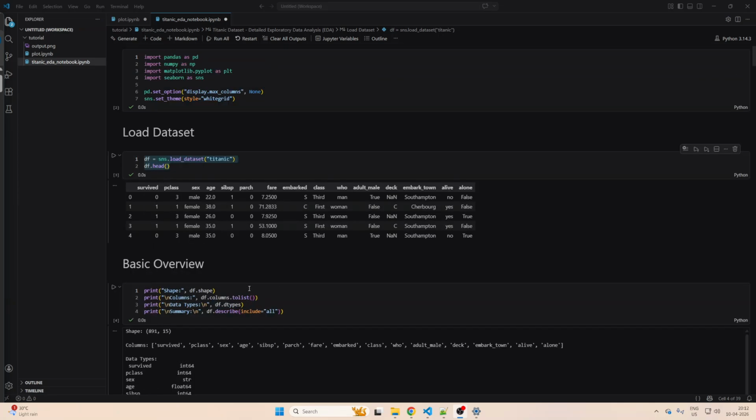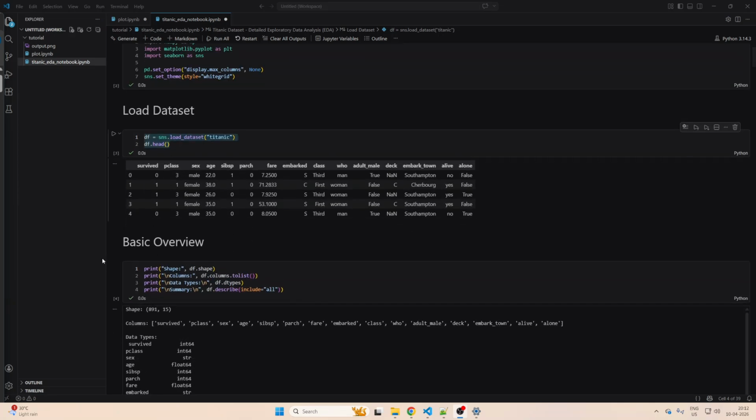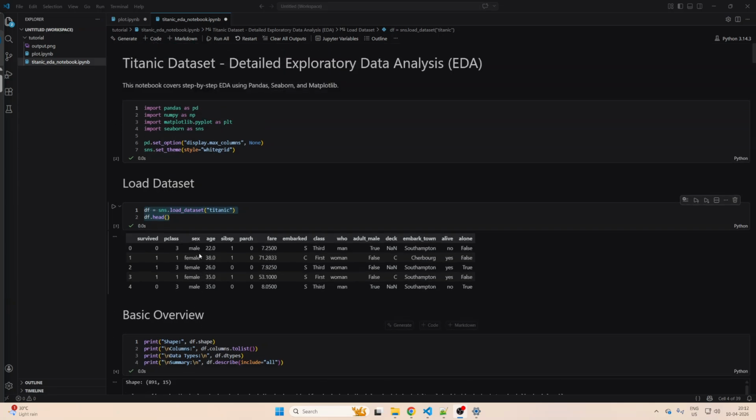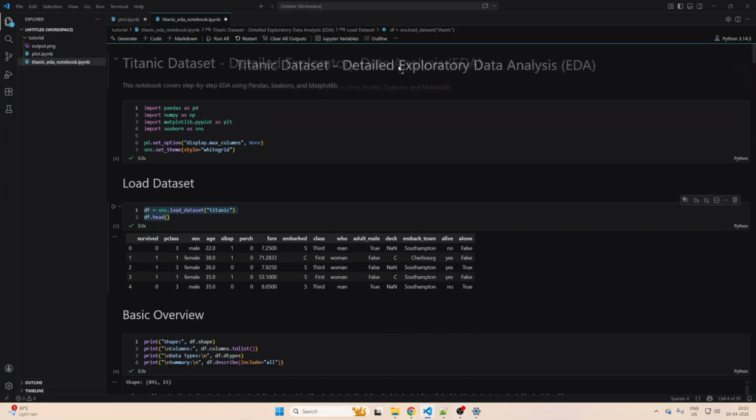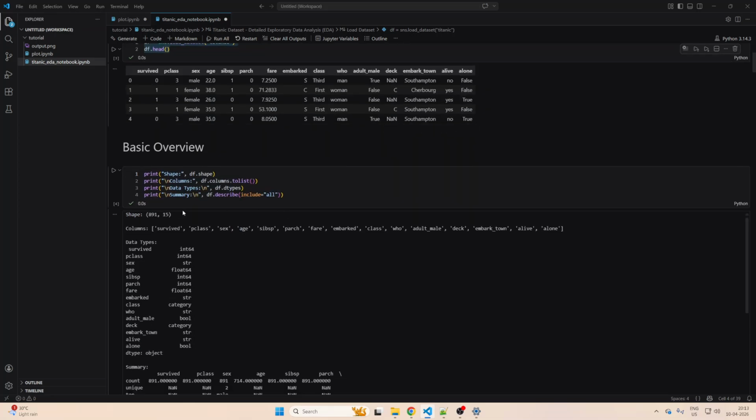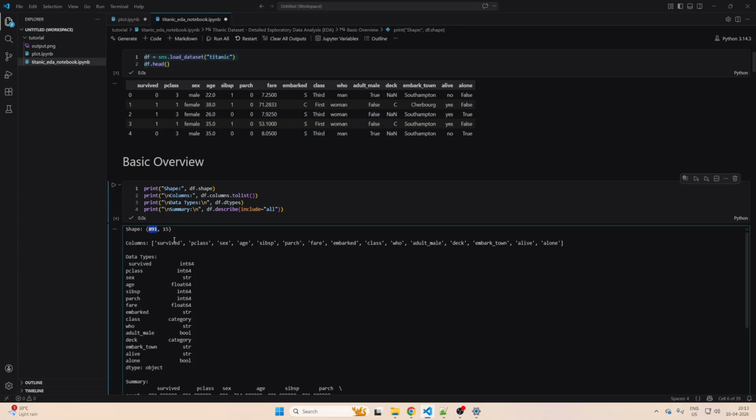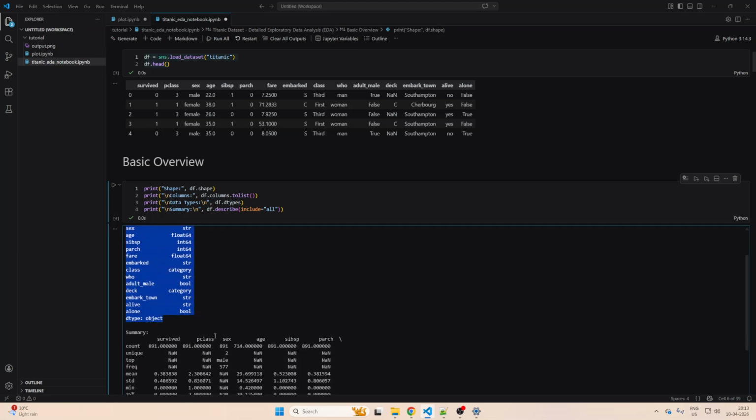So as part of our exploratory data analysis, let's first see the shape of the dataset. So the shape is 891 rows and 15 columns. These are the column values and the data types of each column.